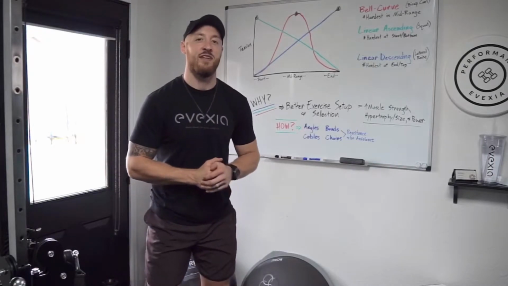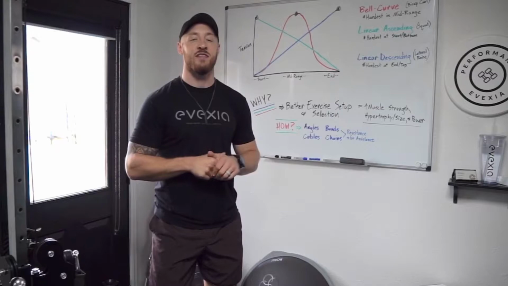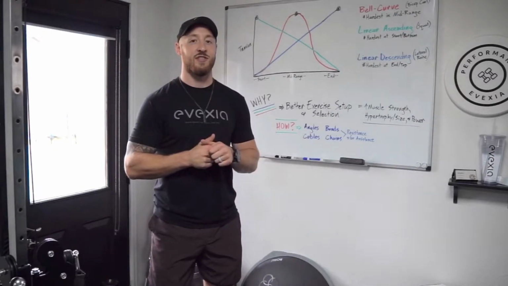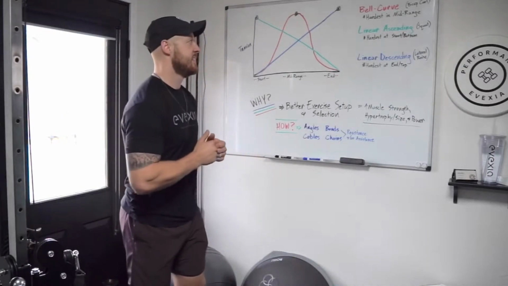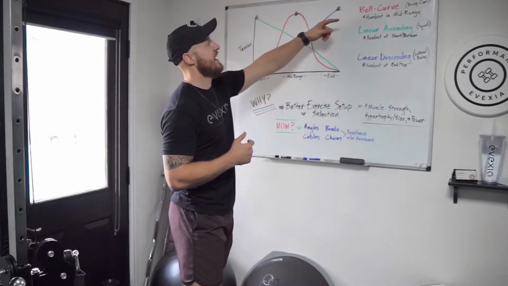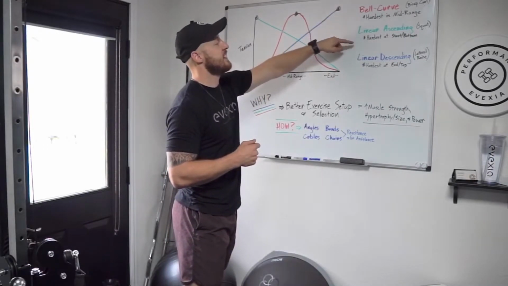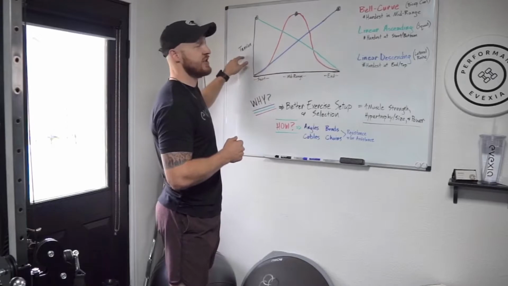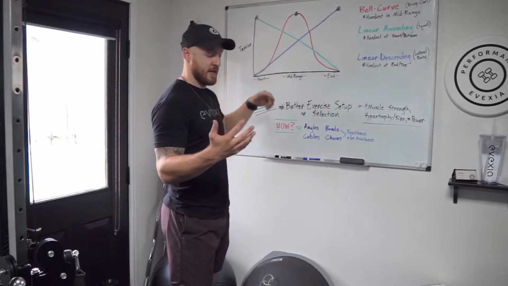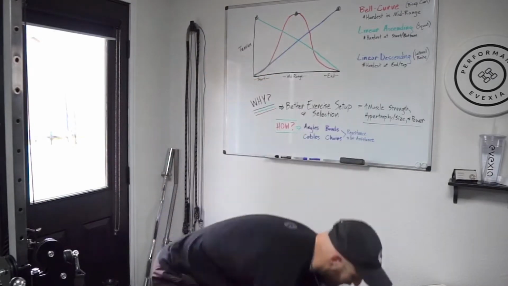Today we are going to talk about understanding strength curves and improving your mind-muscle connection to maximize those gains. So when we jump into this, we'll look at the bell curve, the ascending and the descending curve, and how tension changes with each one of those different examples.